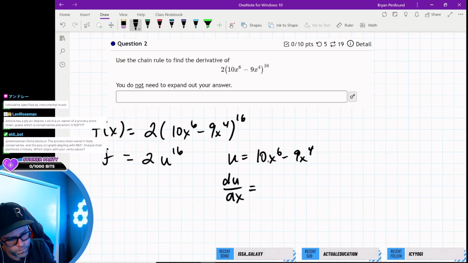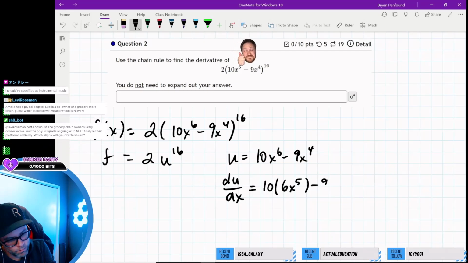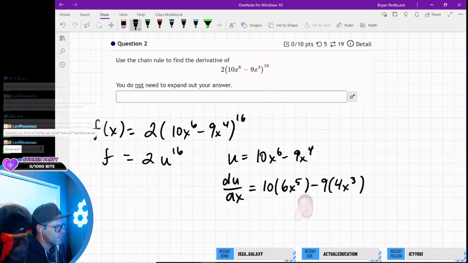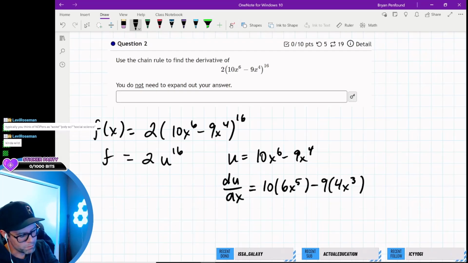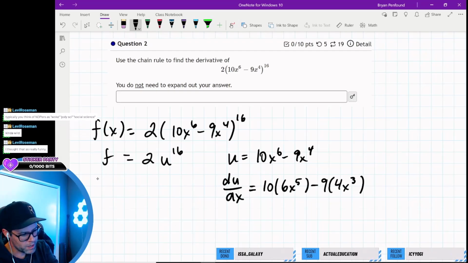Conservative and the poli-sci grads aligning with NDP. Analyze their platforms critically, which aligns with your zeta values. But that's not always true. People have different beliefs, so you can't base it off of one particular characteristic.